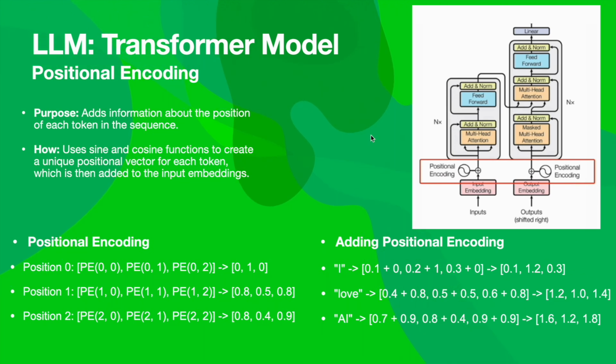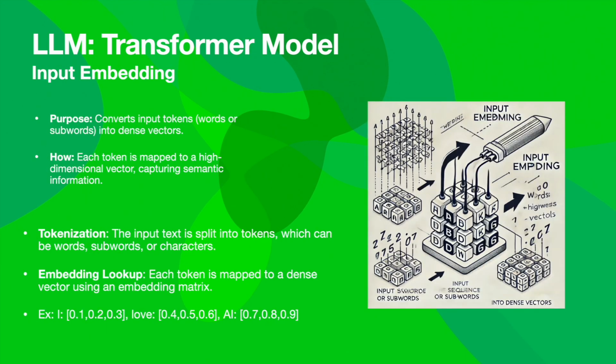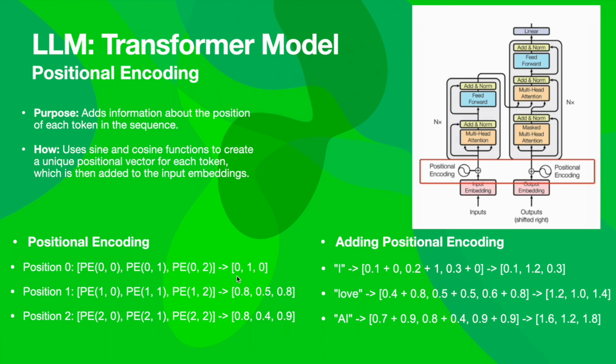Whatever the value you have, you are going to pass into sine and cosine, and it is going to give you some values, like the position encoding of the first vector. I'm just going to say something like 0 0.1, you are going to get something like 0 1 0, and for position 1 you are getting 0 0.8 0 0.5 0 0.8, and for position 2 you are getting 0 0.8 0 0.4 and 0 0.9.